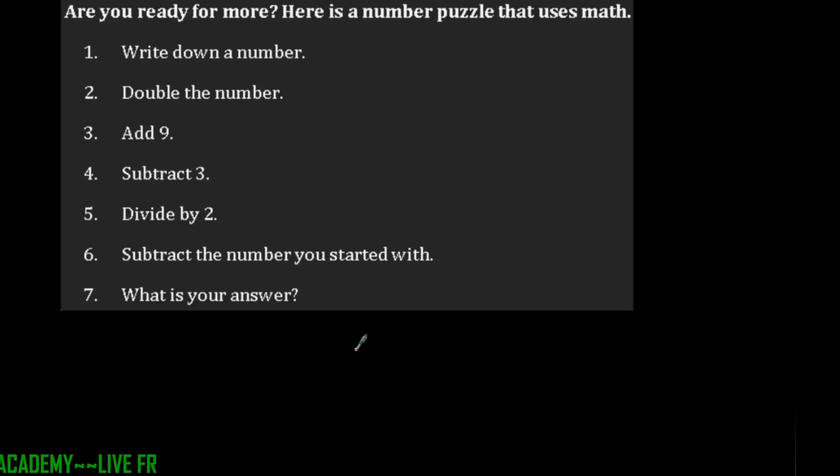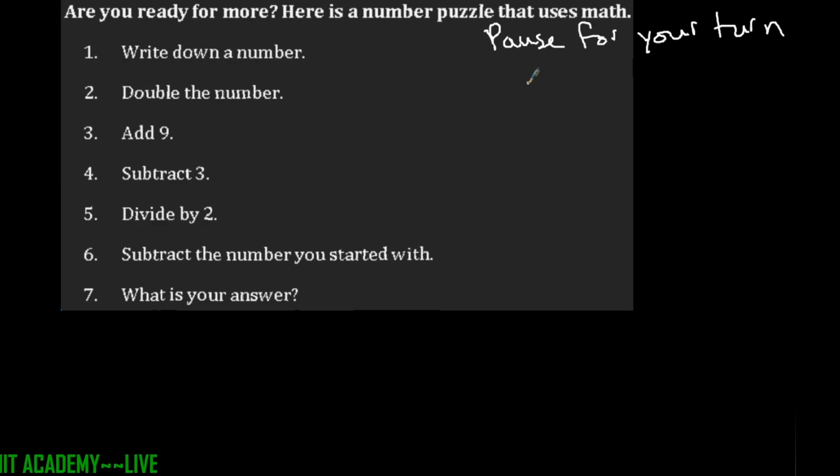For the next part, it says, are you ready for more? Here's a puzzle that uses math. So I want you to pause for your turn. Write down a number, pick a number, double that number, add 9, subtract 3, and divide by 2. Then subtract the number that you started with, so whatever that number was, subtract it again, and it should give you an answer. So pause and try it out.